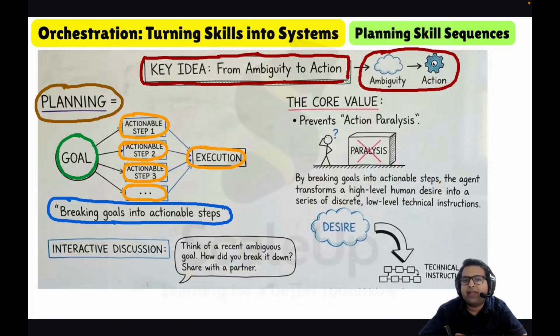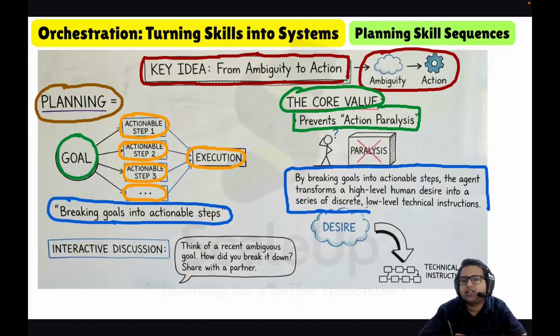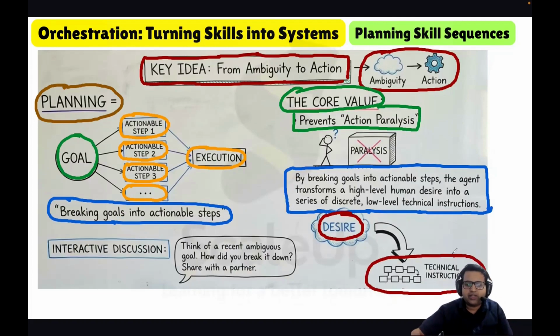The core value of planning is that it prevents action paralysis. By breaking the goals into actionable steps, the agent transforms a high level human desire into a series of discrete, low level technical instructions. So planning is about transforming the high level human desire into a series of discrete low level technical instructions, executable workflows. That is what planning is.